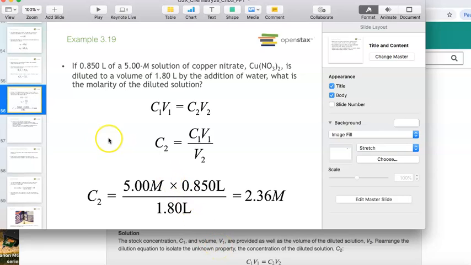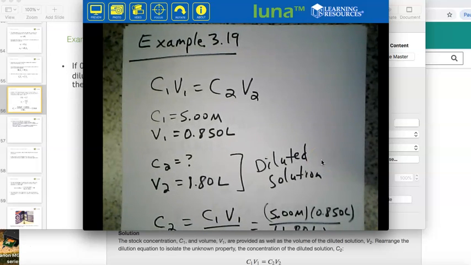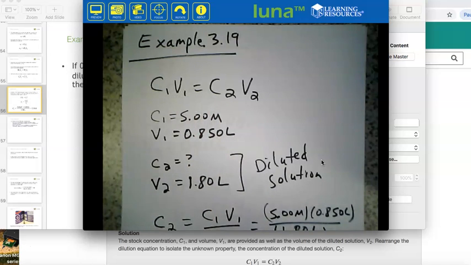Okay, so in the PowerPoint they show you example 3.19, but I'm going to go ahead and show you how I worked it out. It's there for you if you want to look at it that way. So I'm starting with the dilution formula: C1 times V1 is equal to C2 times V2.